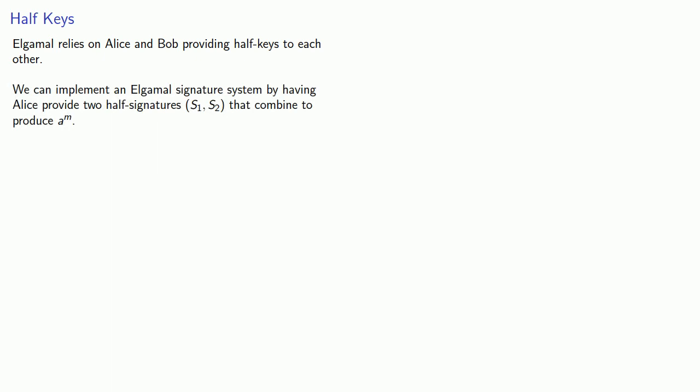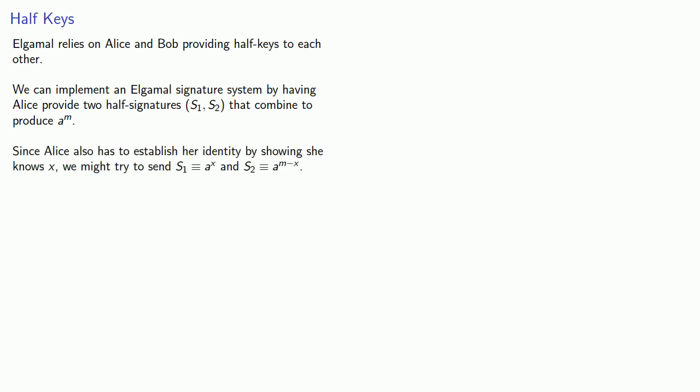Let's think about that a little more. Elgamal relies on Alice and Bob providing half keys to each other. And this suggests we can implement an Elgamal signature system by having Alice provide two half signatures, S1, S2, that combine to produce A to the power M. Since Alice also has to establish her identity by showing she knows X, we might try to send S1 congruent to A to the power X and S2 congruent to A to the power M minus X. That way, when we multiply S1 by S2, we get A to the power M.